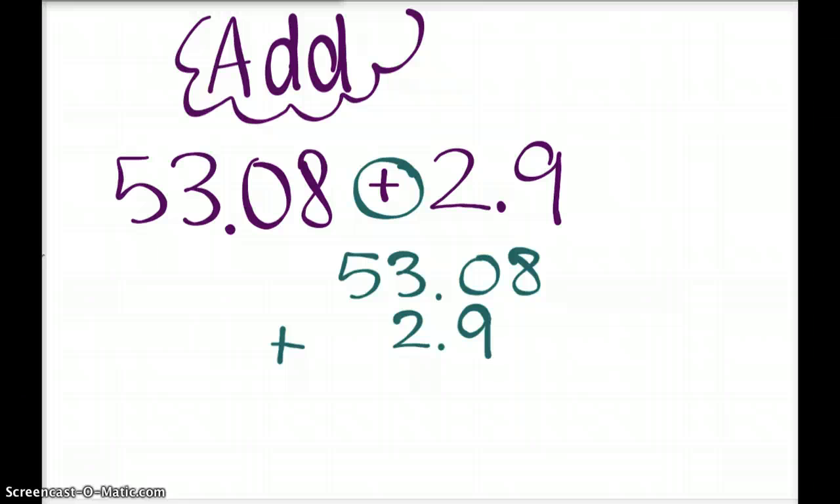So what I want to fill in here, since I have a blank spot, what goes there? 0. 0, right? You don't want to leave it blank. You want everything to line up. Then if we add that up, well, I'm going to drop my decimal point down.